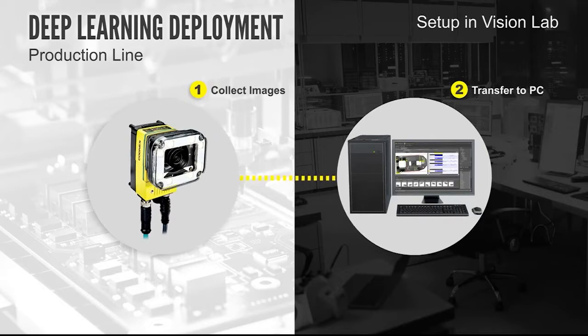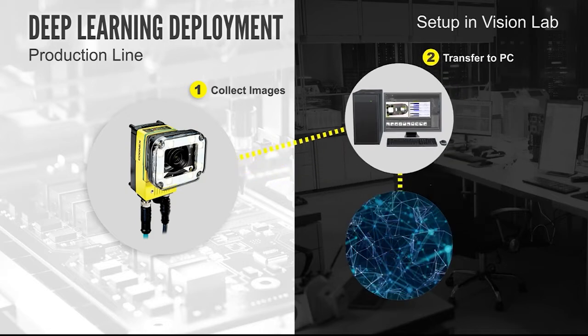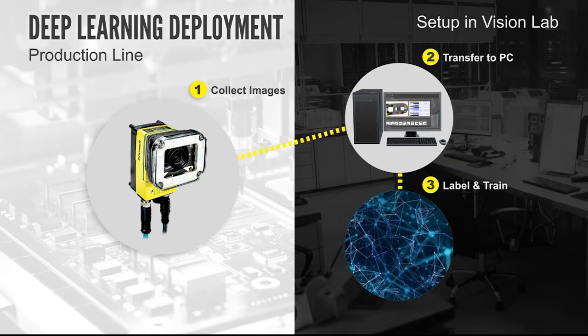Once a representative set of images has been recorded, these images need to be transferred to a computer running our training software. Typically, that computer is not on the production line, but for example in a vision lab. The customer needs to label these images and train a deep learning model. As you can imagine, that is where most of the time and effort is spent. Typically, we are talking about hundreds, if not thousands of images to label, and of course, long training times.